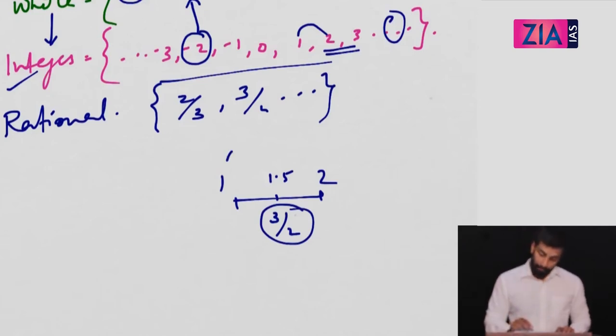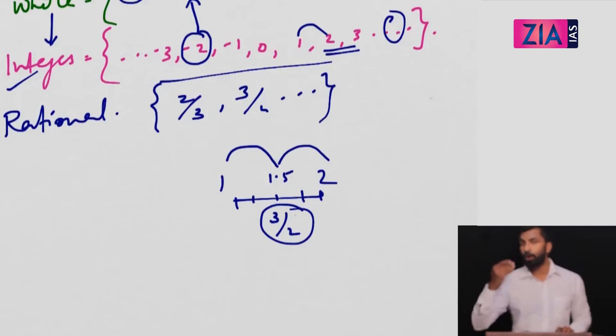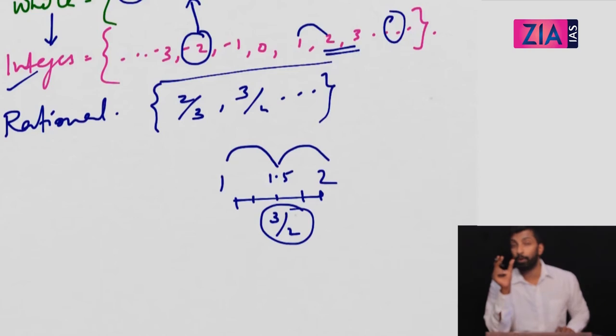Now if you take the midpoint of 1 and 1.5, you get another rational number. If you take the midpoint of these two, you get another rational number, and you can keep on doing this. So basically what I need to tell you is there are infinite numbers of rational numbers between any two integers. Now how will you get it? You just take the mean, or you just take the midpoints. Basically you need to take the average. That's what I mean by mean.